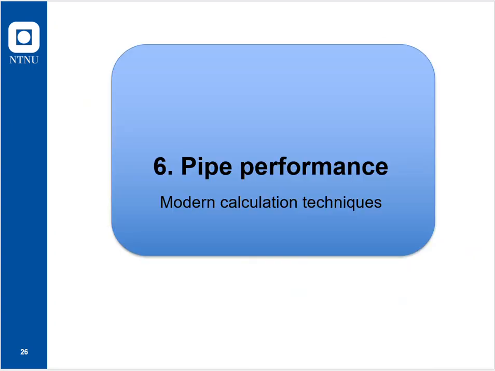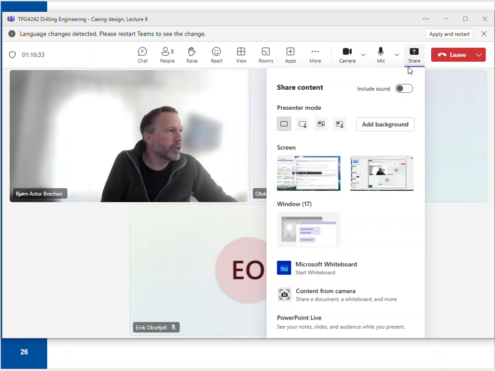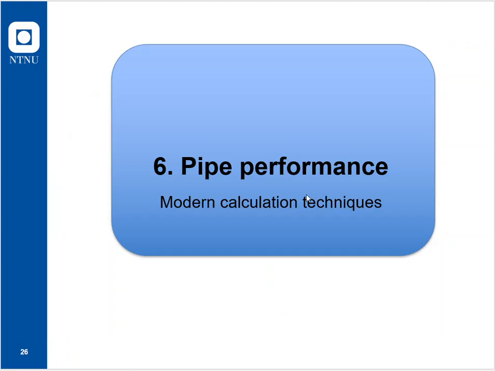I think we stop there, and we will talk about modern calculation techniques after a break. Unless you have any questions, we're just going to jump straight into the lecture again. We share the presentation. There we go. All right.